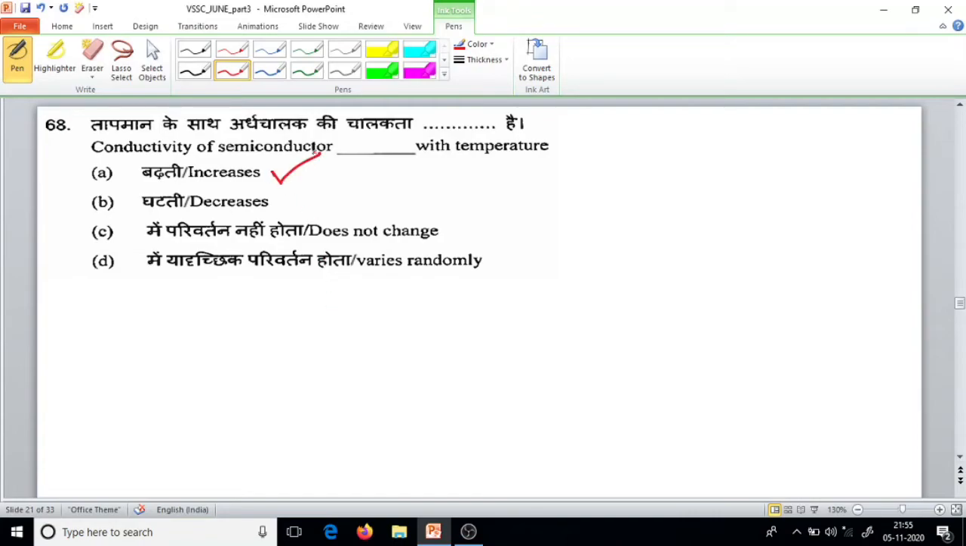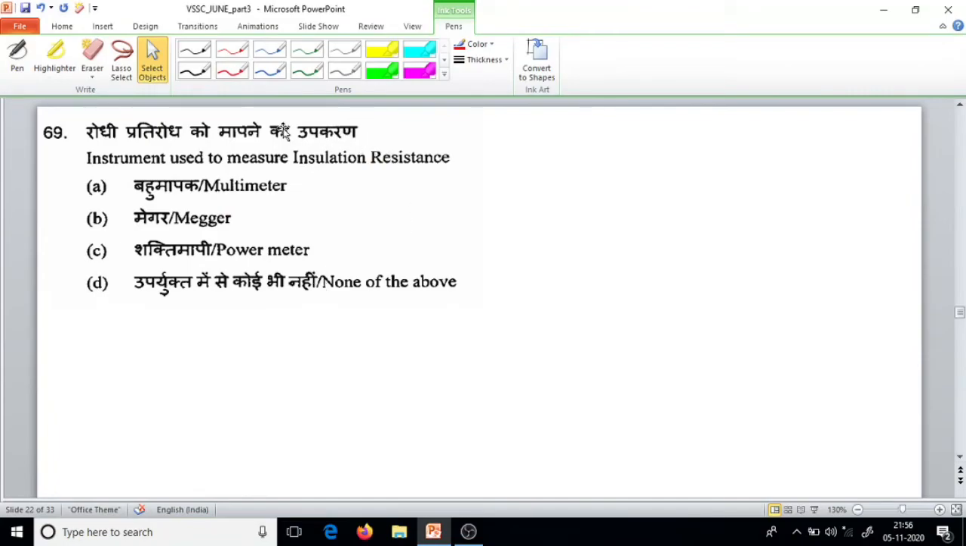Question number 69. Instrument used to measure insulation resistance. Here, a multimeter is used to measure normal resistance, meaning low values. Insulation resistance values are higher. So the answer is Megger. The instrument used to measure insulation resistance is Megger.